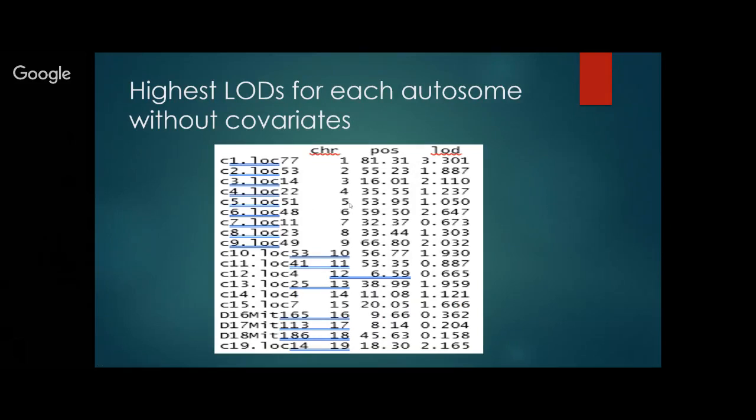So here's another output from R that I generated. This is the highest LOD scores for each autosome without covariates. As you can see, chromosome 1 had the highest LOD score of 3.3. That kind of makes sense based on the previous figure. And the low end was pretty low, about 0.15.